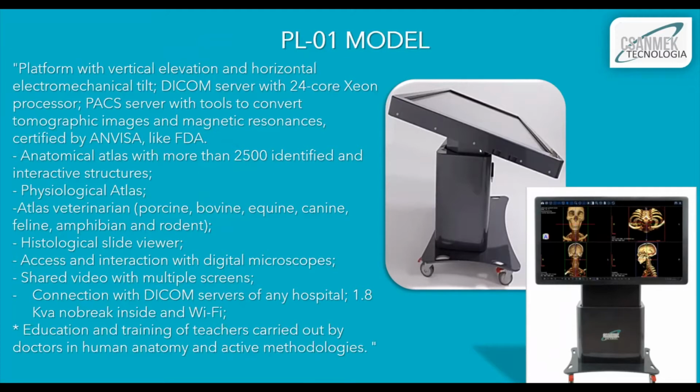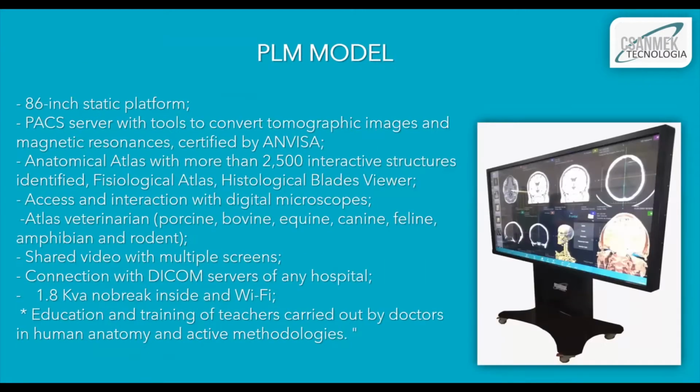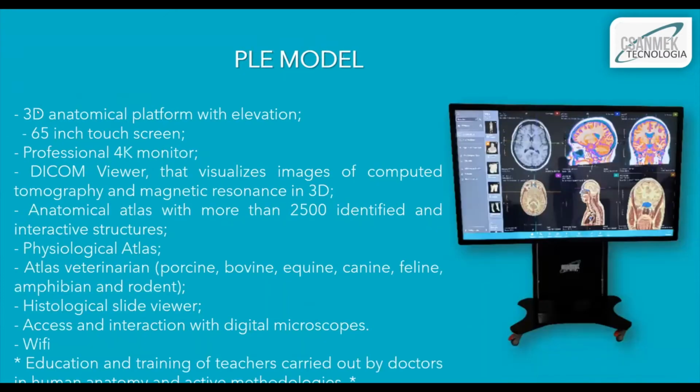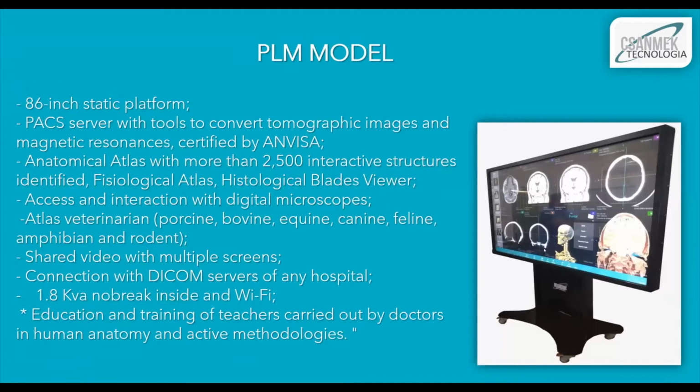So it adjusts so it can be in the vertical and horizontal view. So it's an adjustable screen that you can use. We have this PLM. The difference here is this is 86 inch and the other one is 65 inch. So basically, it's a bigger screen here, but it doesn't adjust. So you can't use this in the horizontal fit. And this one is the PLE.